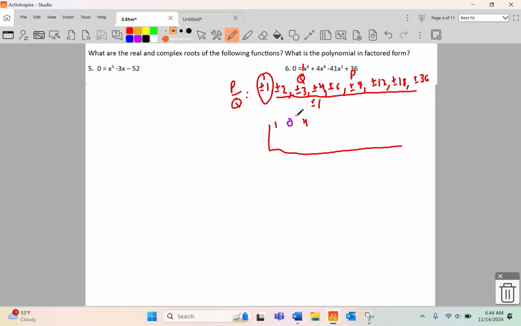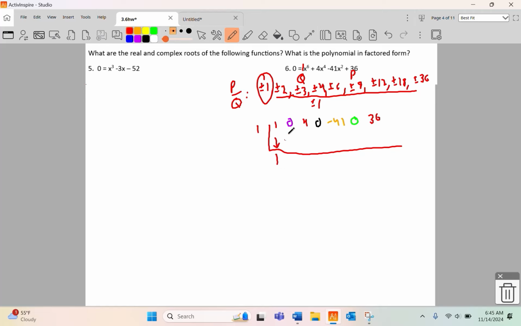There's 4x to the 4th, but I don't see x cubed. And there's a minus 41, but I don't see an x. And then there's a plus 36. Anyways, I'm going to start with the 1s here.